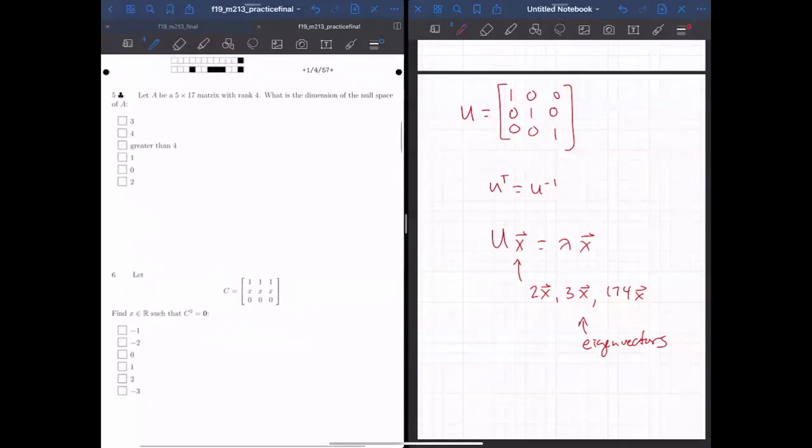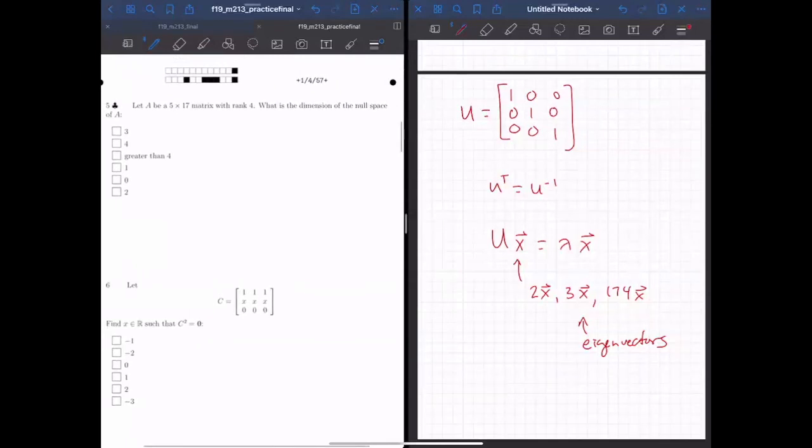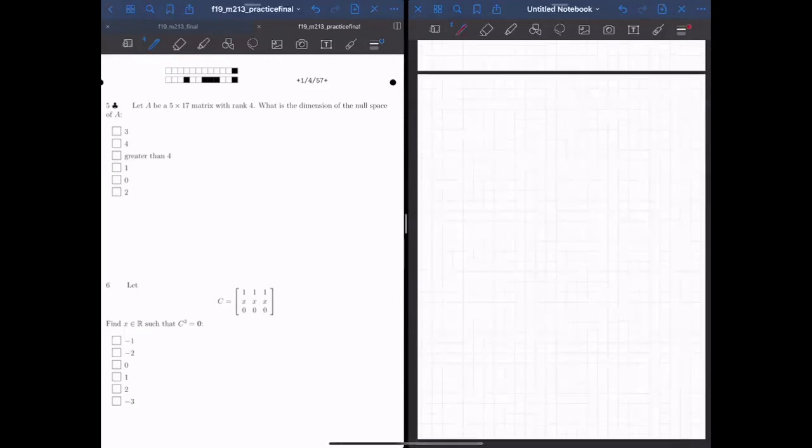Here's one. Let A be a 5x17 matrix with rank 4. What is the dimension of the null space of A? So what theorem should you have in mind when it tells you something about the rank and it's asking something about the null space? Is that the rank plus nullity equals n? Yeah, exactly. It's called the rank theorem, and essentially what it says is the rank of A plus the nullity of A is equal to n, okay? And keep in mind that the nullity is just the dimension of the null space of A.